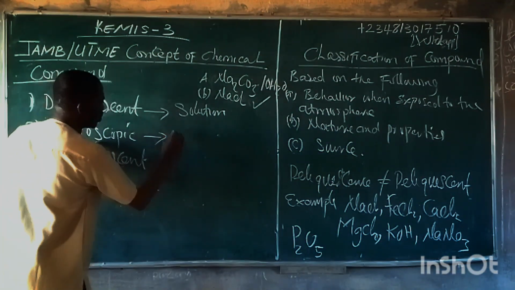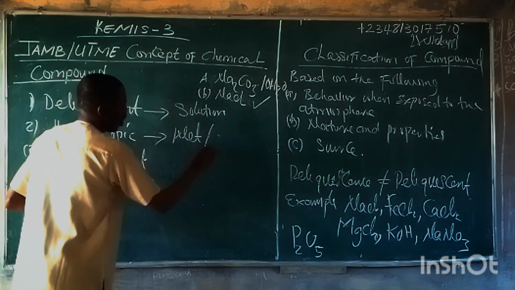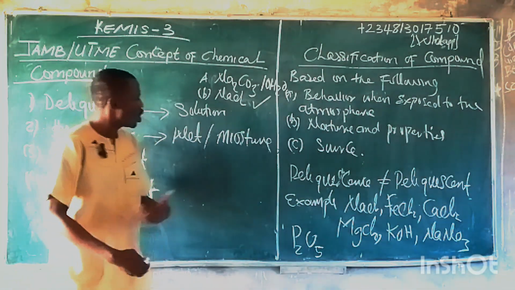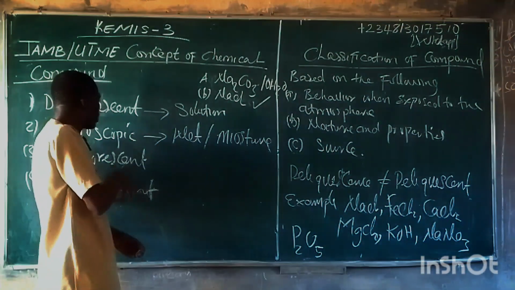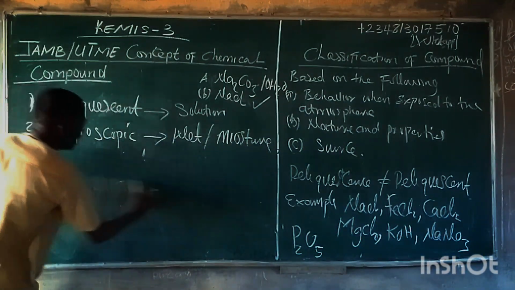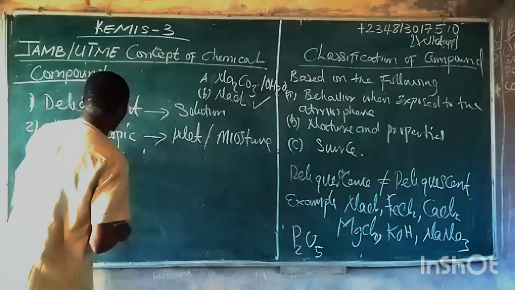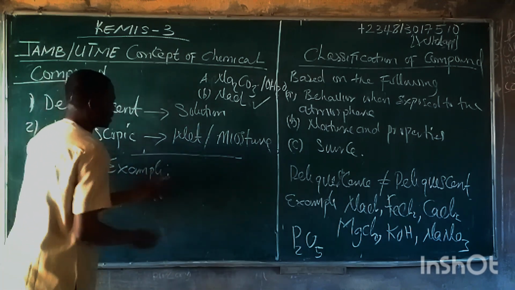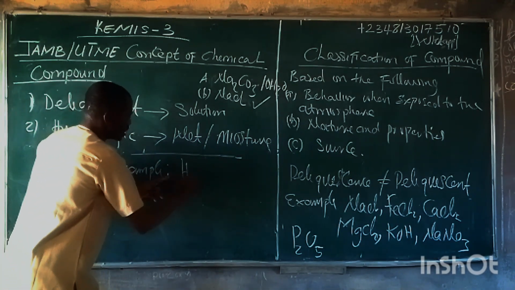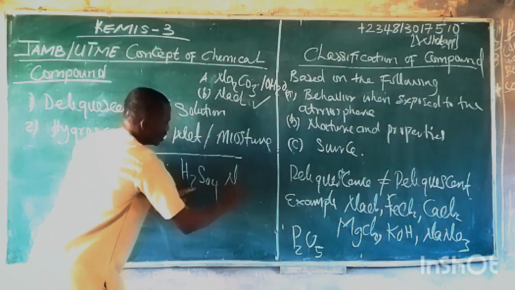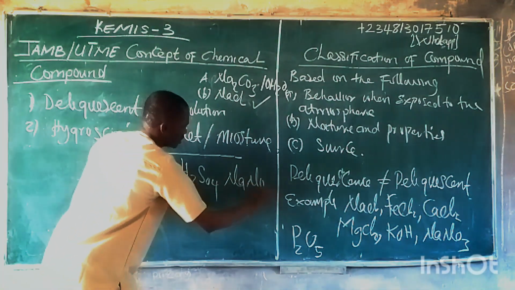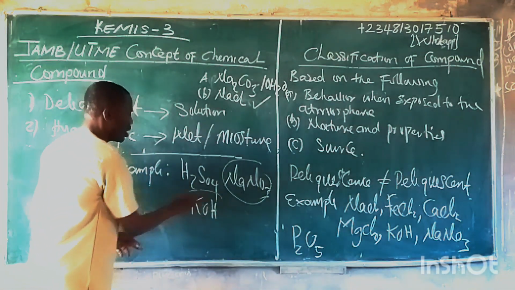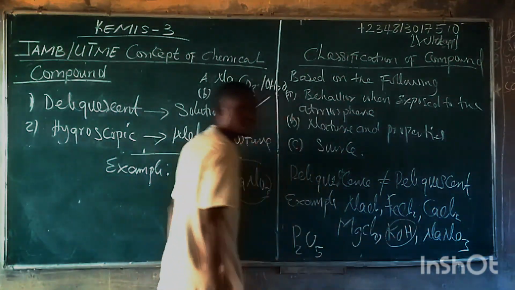Now we go to the next one, which is hygroscopy. A hygroscopic substance becomes wet or becomes moist when exposed to the atmosphere. For the hygroscopic substances, the examples are H2SO4, sodium nitrate, and potassium hydroxide. Now, notice that potassium hydroxide is called caustic potash.